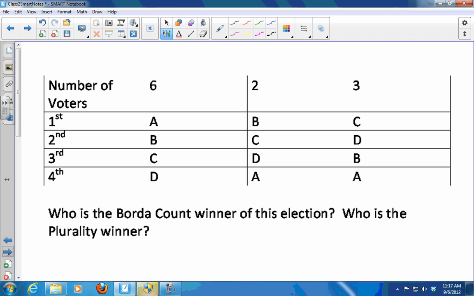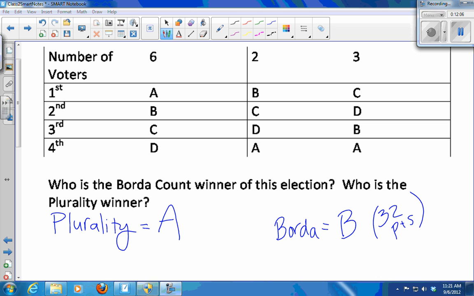So I want you, in your groups, to determine who wins this election using plurality. So that is, who gets the most first place votes. And then determine who wins this election using Borda. So Mr. Burr wins, even though candidate A is such a strong candidate, right? Candidate A has a majority of the votes, they're Condorcet, but they lose, right?